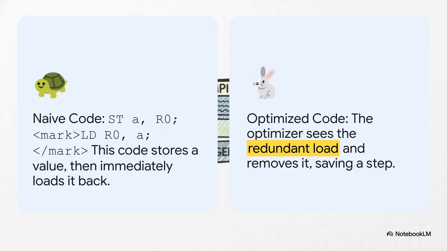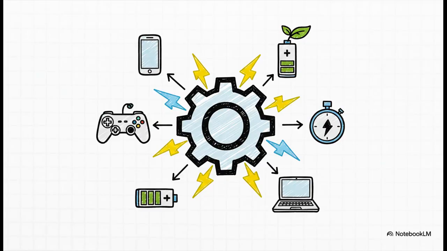And here is a fantastic example of that. Look at the code on the left. We do a calculation, and we store the result in A. Then, what's the very next instruction? We load that exact same value right back from A. It's totally redundant. The optimizer is smart enough to see that. And if you look on the right, it just gets rid of that useless step. It's a tiny little change, but when your processor does that millions of times a second, it makes a world of difference. And this is why all this matters to you.